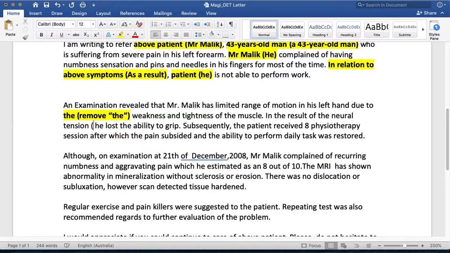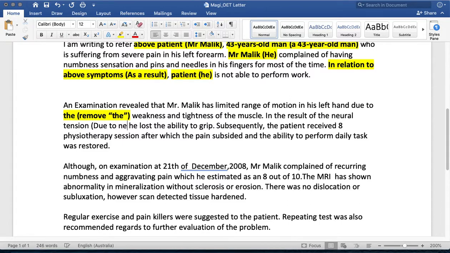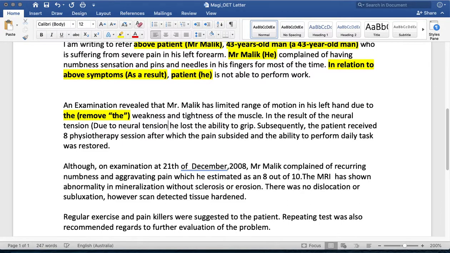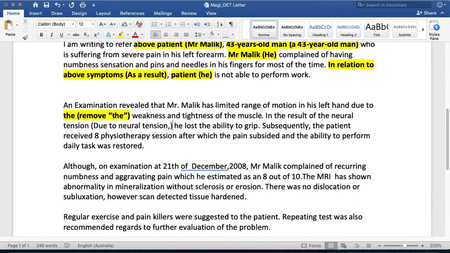Why? Because she must have mentioned due to neural tension. Due to neural tension, there should be a comma. He lost his gripping ability, or maybe he lost his ability to grip. All right, so this needs to be replaced with whatever I have mentioned here. So instead of in the result of the neural tension, you can say due to neural tension, comma, he lost his ability to grip. That's the best way of writing the sentence. All right, let's go to the next one.